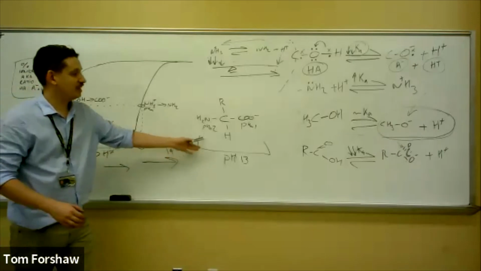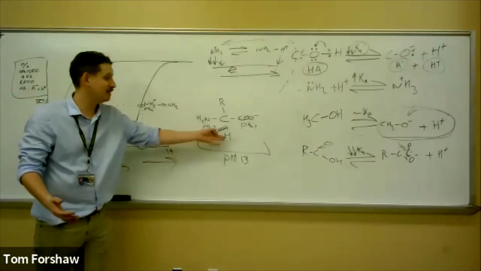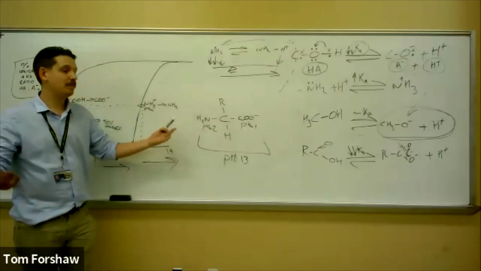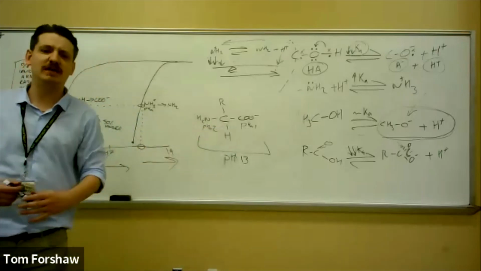So I say, hey, draw at pH 13. You're like, draw serine at pH 13. You're thinking, well, what's going to be the pKa 1 of serine? What's going to be the pKa 2 of serine? What's going to be the pKa 1 of glutamic acid? What's pKa 2 of glutamic acid? It's going to be really difficult.